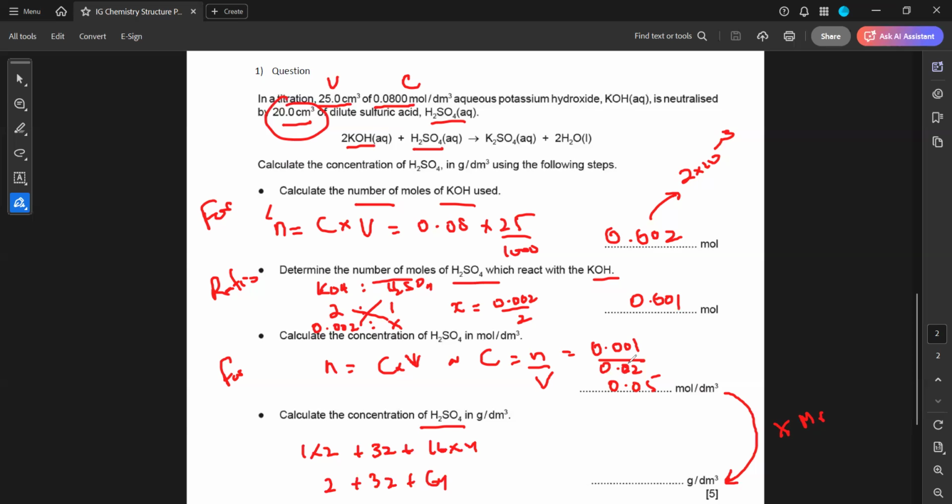So this 0.05, I think 4.9, right, multiplied by 98. So we got 4.9 grams per decimeter cube. So this was a pop quiz which was related to the moles topic.